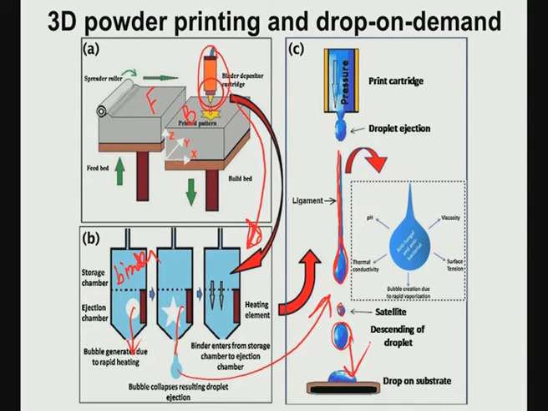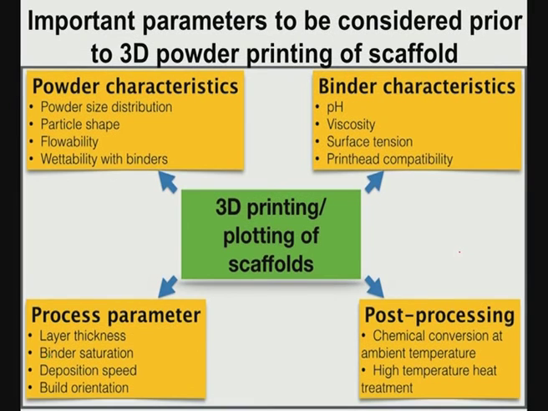Now, what are the factors that are important for determining the binder properties? One is the pH, second one is the thermal conductivity, third one is the viscosity, and fourth one is the surface tension. So, once this droplet is ejected, it will be integrated into the powder.